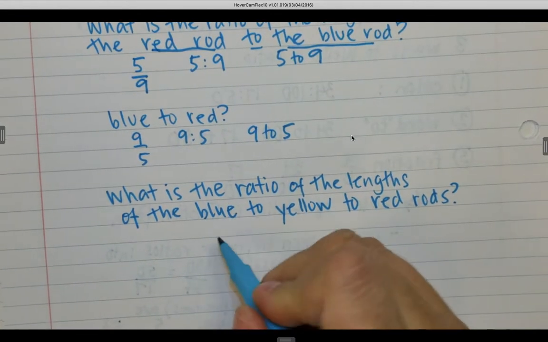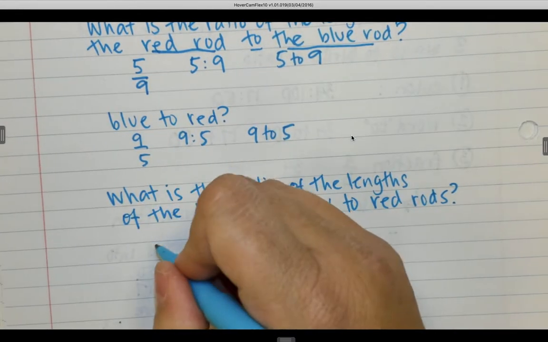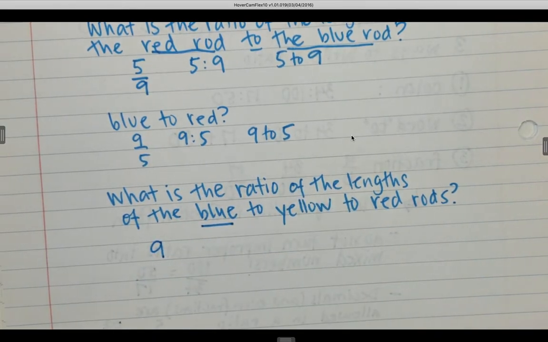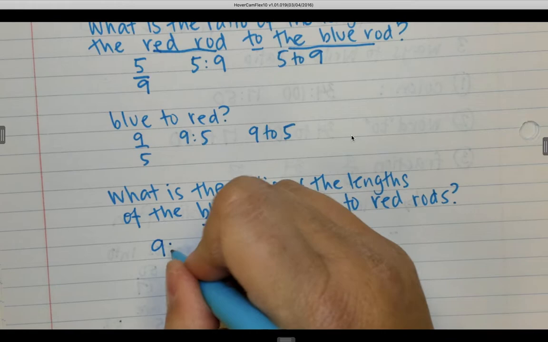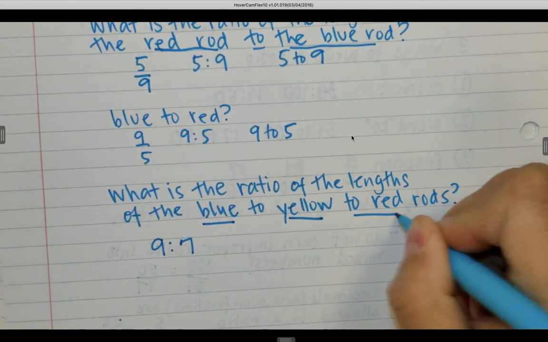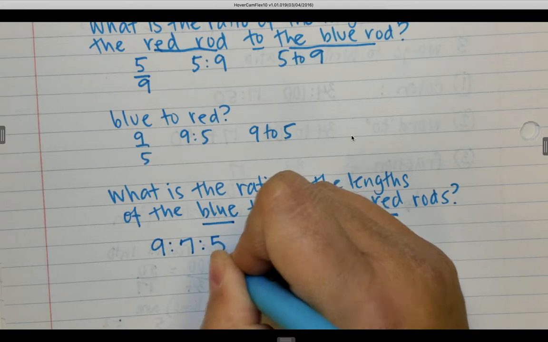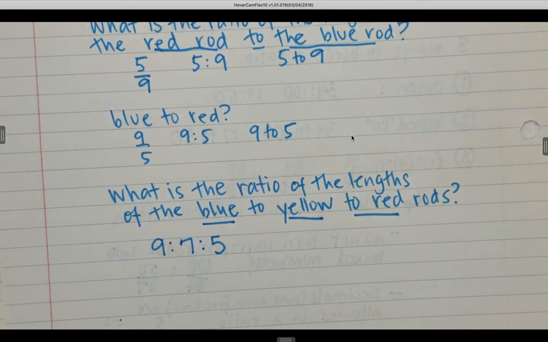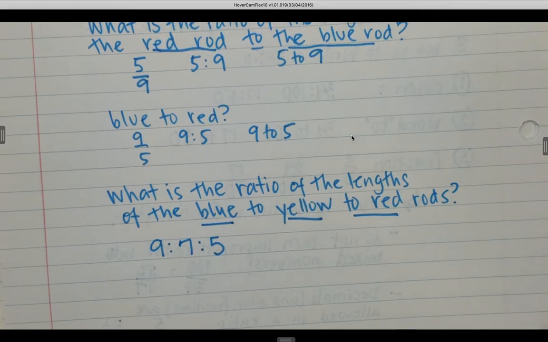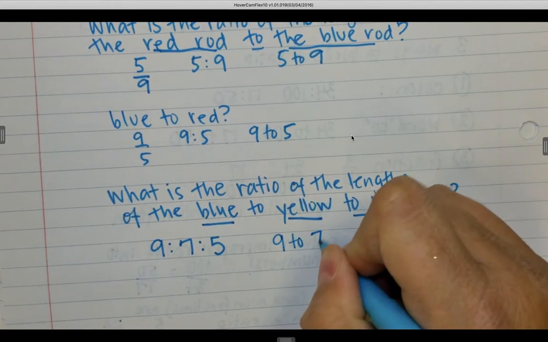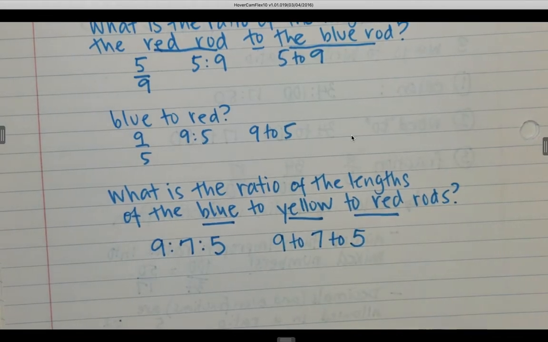So, first one is blue, 9, yellow, 7, red, 5. Now, with 3 or more numbers, you cannot write it in fraction form. It has to be either colon form or word form. Most likely you will see it in colon form. So again, fraction form is only with 2 numbers.